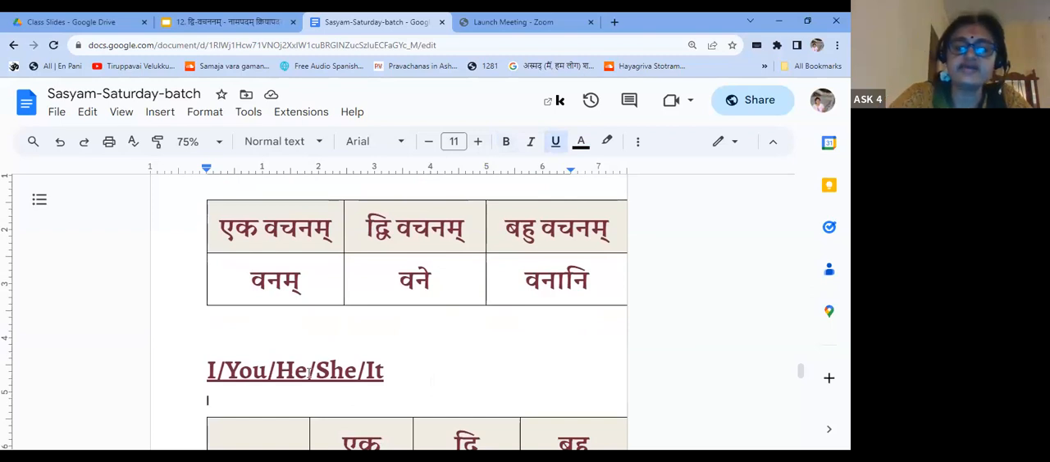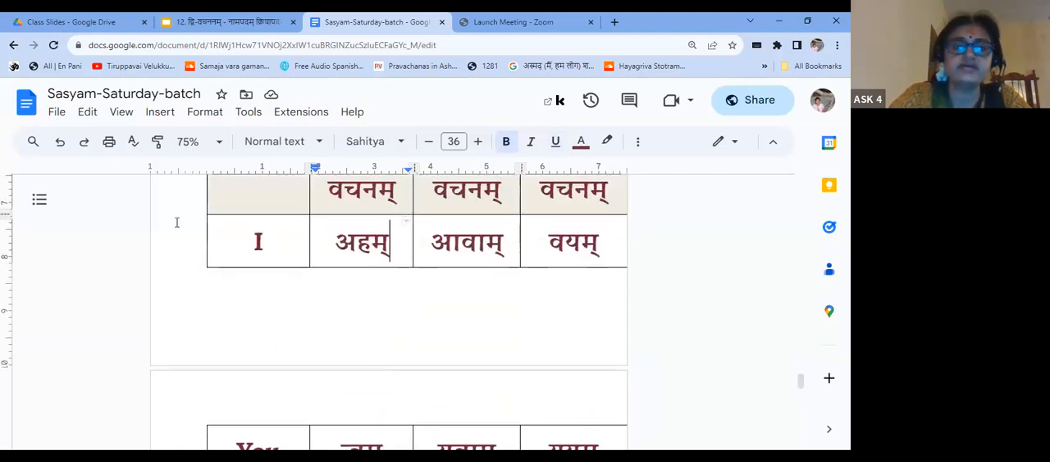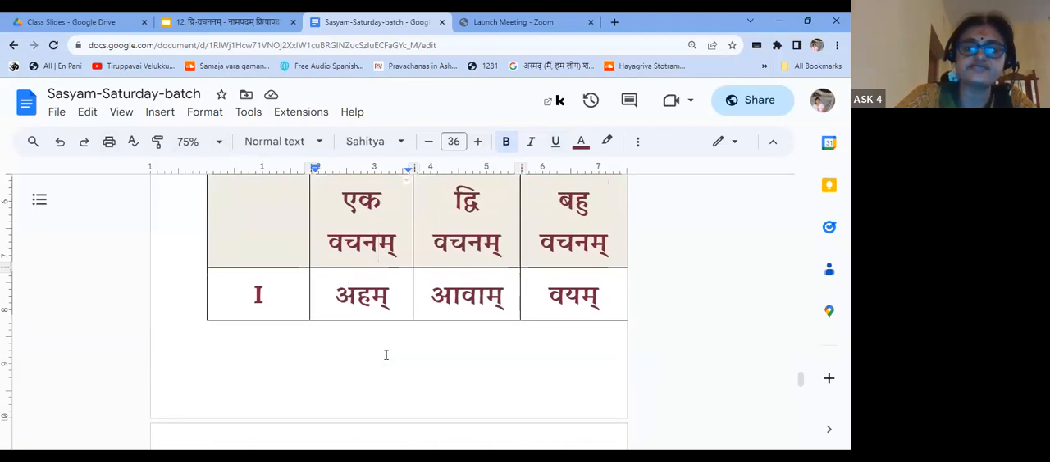See, this is I, you, he, she, it. Okay, so for aham, it will be aham, avam, vayam. So we will come to that. We will finish the exercise for the noun forms, and then we'll come to that. Because if I tell everything in one go, it is going to be extremely confusing.